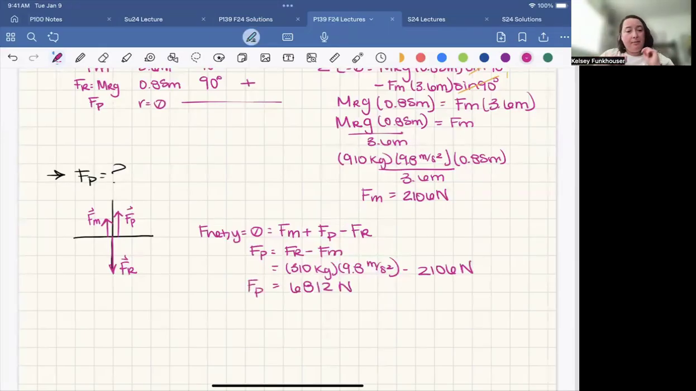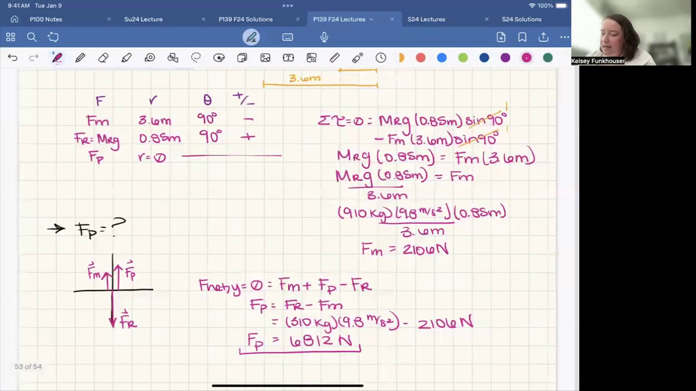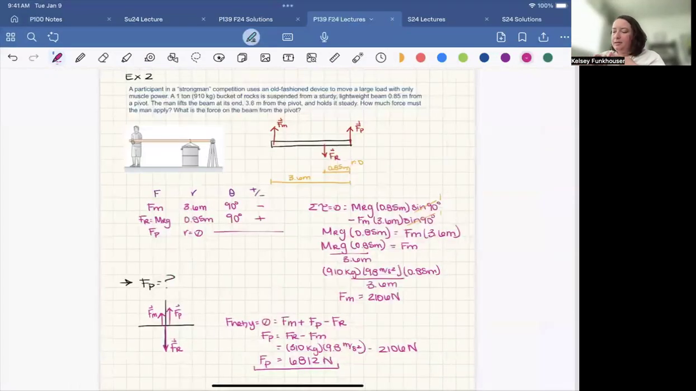So this is a strong man competition. I would say it's a strong pivot competition because the pivot is doing way more of the work. But yeah, again, we drew our extended free body diagram, did our torque table, solved for whatever force was missing, and then we knew that not only was the net torque 0, but the net force is also 0. And so we could find the force that the pivot point applied. And we found that it's much bigger than the strong man's.